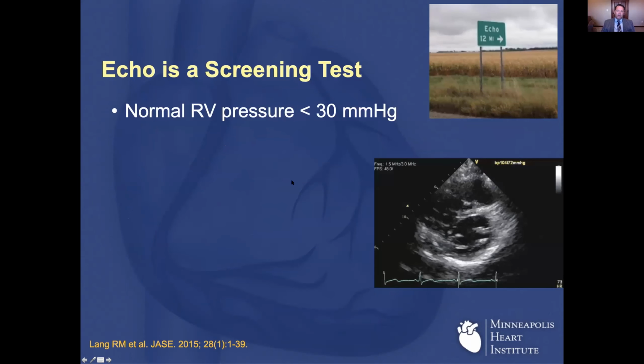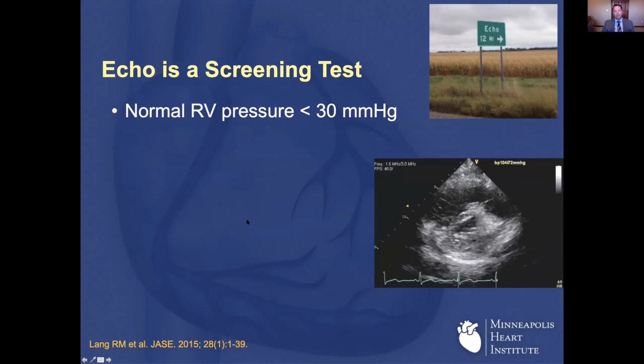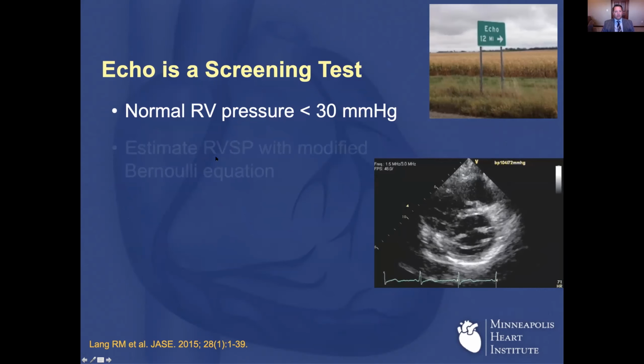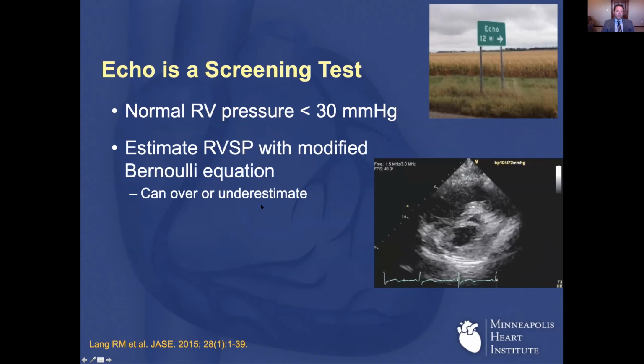So echo is often our cornerstone in medicine for giving us a first telltale sign that someone may have pulmonary hypertension. Recall that normally the RV pressure should be low. The RV systolic pressure usually is less than 30. And we estimate it using the Bernoulli equation, which can sometimes be challenging if we are unable to obtain an optimal TR velocity envelope, or if someone has torrential TR, it may be inaccurate.